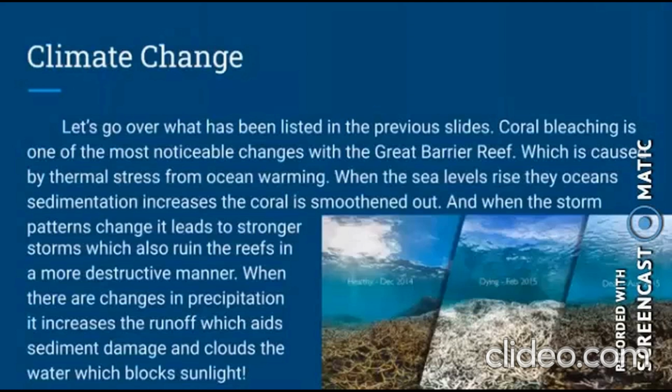When there are changes in precipitation, it increases runoff, which aids sediment damage and clouds the water, which blocks sunlight and alters the way that the reef is growing. All of these things individually might not seem like such a big deal, but when you put them all together, it completely tears apart the reef.